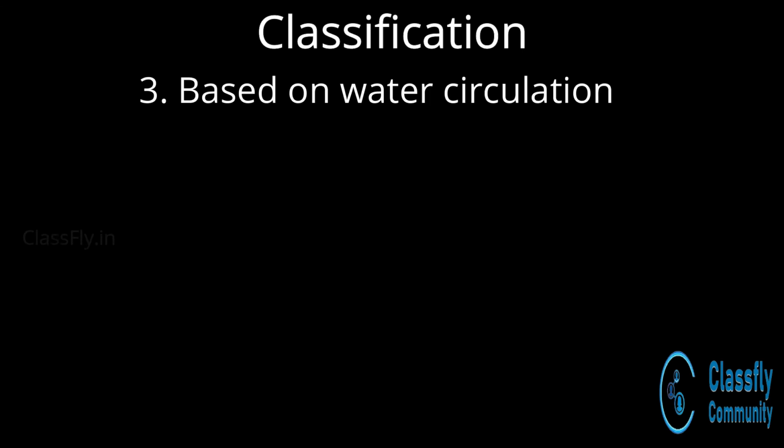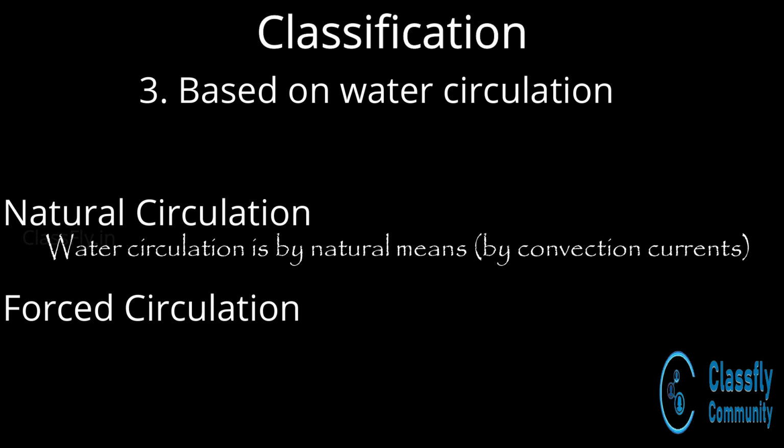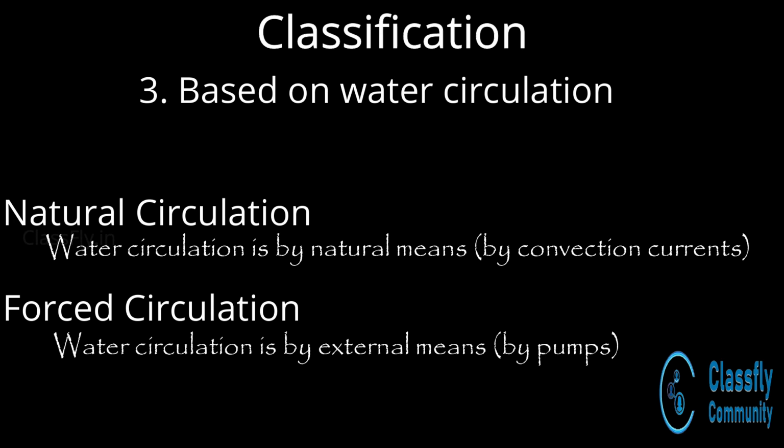The next basis is according to the circulation of water. Here, they are classified into natural circulation boilers and forced circulation boilers. In natural circulation boilers, the water is circulated naturally by the convection currents that are set up due to the temperature differences. In forced circulation boilers, the water is circulated by a high capacity pump or a motor.